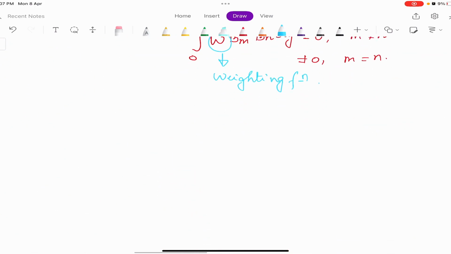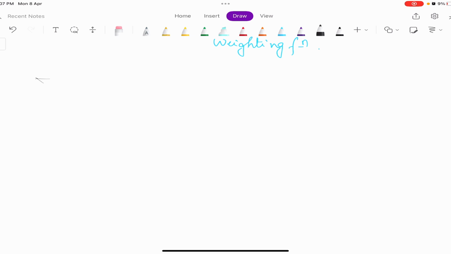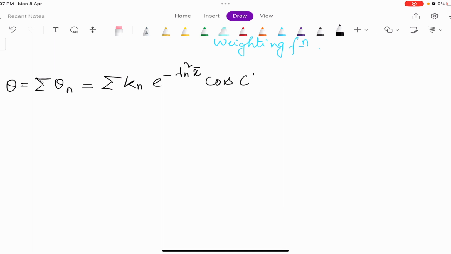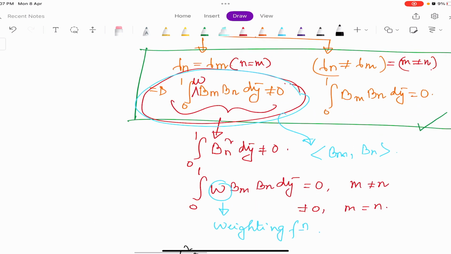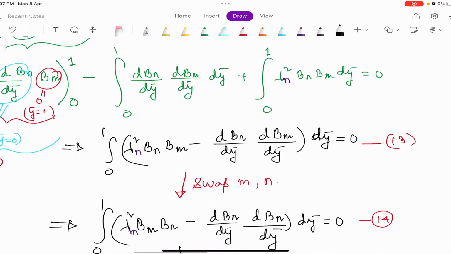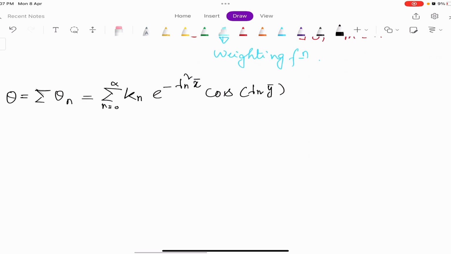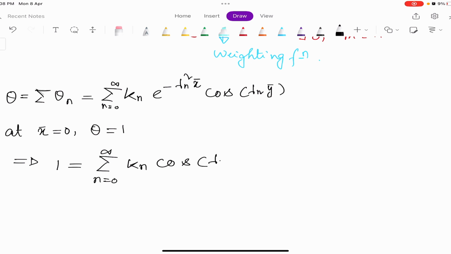How? So let me now apply this. Now let me write theta n. So theta is equal to the sum of kn e to the power minus lambda n square x bar into cos of lambda n y bar, n equal to 0 to infinity. And we also know at x bar equal to 0, theta is equal to 1. That means 1 is equal to the sum, n equal to 0 to infinity, kn cos of lambda n y bar, because this exponential term will go to 1.